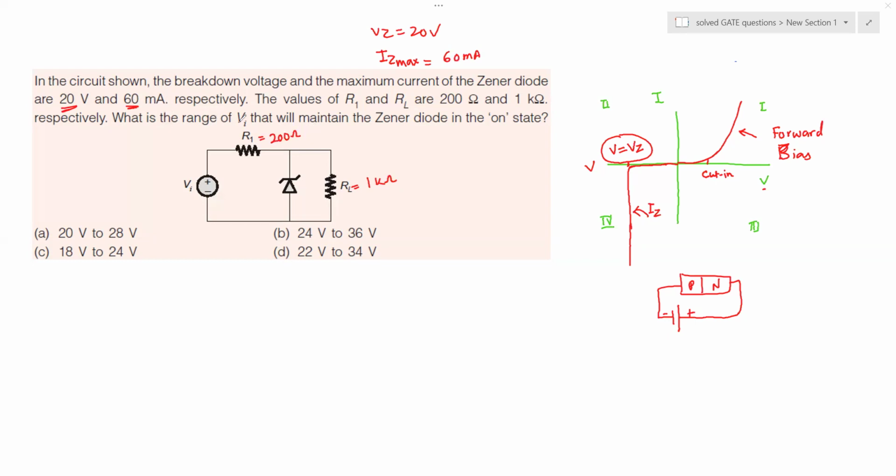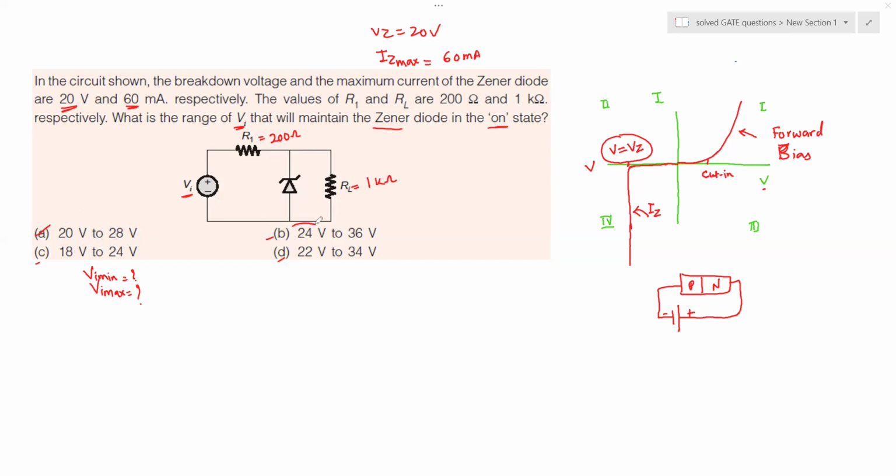Now the question is, what is the range of VI that will maintain the Zener diode in the on state? So VI is to be found out. We have to basically seek VI max and VI min. These two values have to be found. There are four options: A, B, C, and D. The first option says 20 volt to 28 volt is the range of VI we should apply to the circuit to keep the Zener diode in the on state.